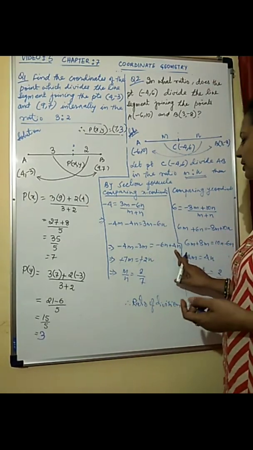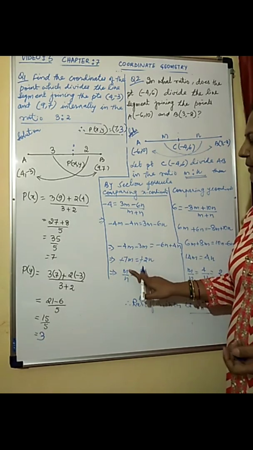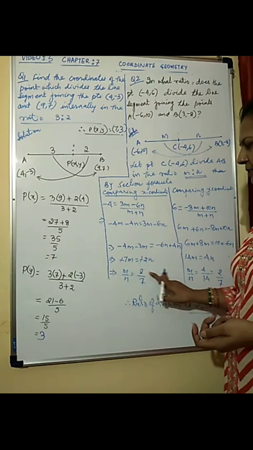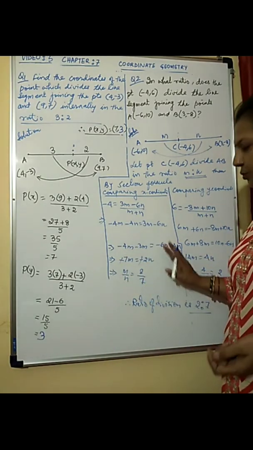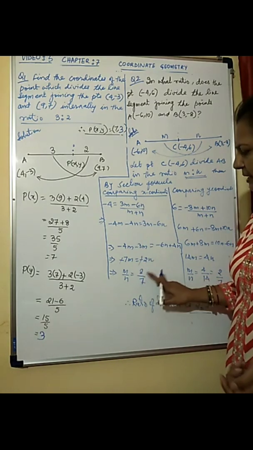this is 6 plus minus 6n plus 4n. So that gives you minus 2n. Now we have to find m by n. So I transpose n here and transpose all the remaining coefficients to the RHS. So we got m by n is equal to 2 by 7.